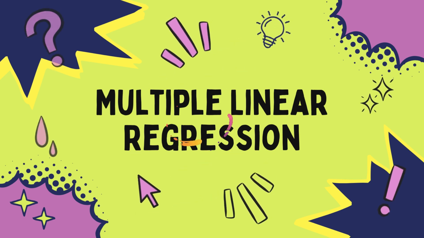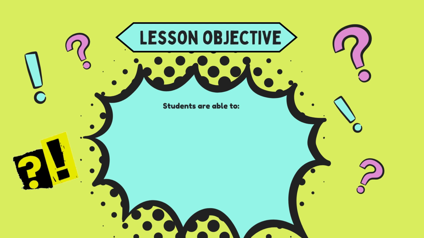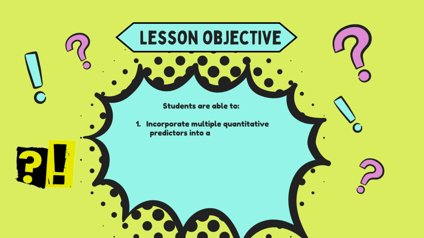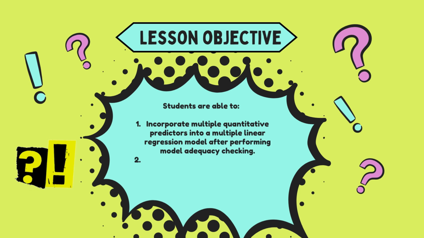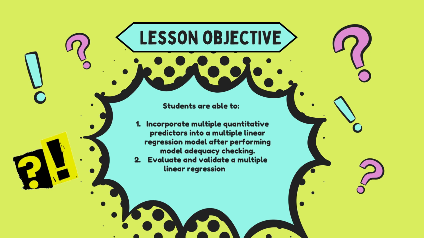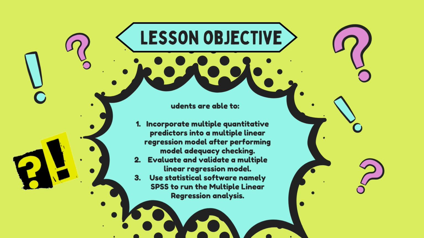Welcome to Chapter 5, Multiple Linear Regression. In this chapter, students will be able to: 1. Incorporate multiple quantitative predictors into a multiple linear regression model after performing model adequacy checking. 2. Evaluate and validate a multiple linear regression model. 3. Use statistical software, namely SPSS, to run the multiple linear regression analysis.